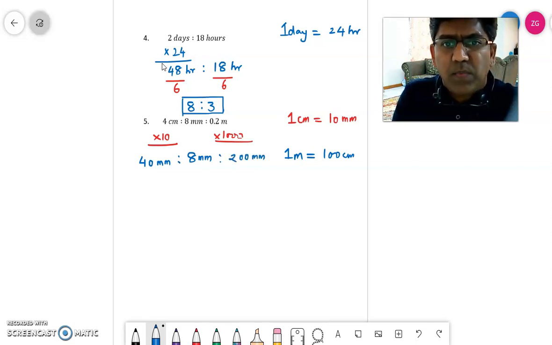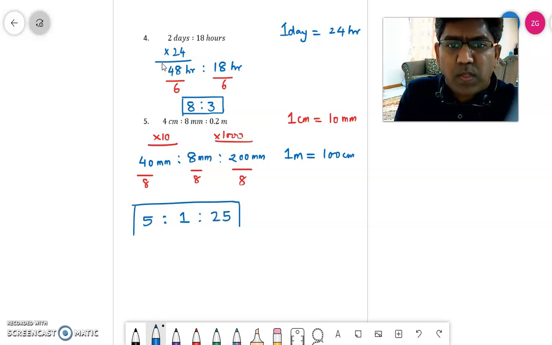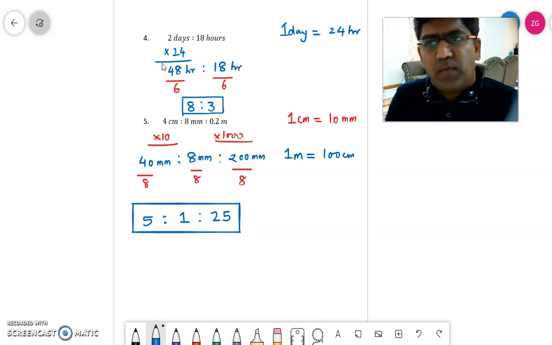Now all three have the same unit, so I can simplify it. The highest common factor for all three is 8. So I'll divide all by 8. 40 divided by 8 is 5. 8 divided by 8 is 1. And 200 divided by 8 will give me 25. So the simplest form of the ratio is 5:1:25. That's it.